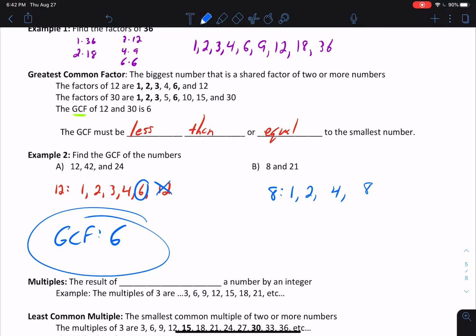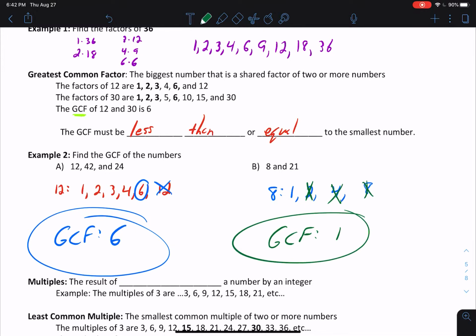All right, so now we start to work our way down. Does 8 go into 21? It doesn't. What about 4? Does 4 go into 21? Not evenly. How about 2? Well, 21's not even, so 2 won't go into it. Does 1 go into 21? Well, yeah, 1 goes into every number. So it just so happens that the greatest common factor here is 1.